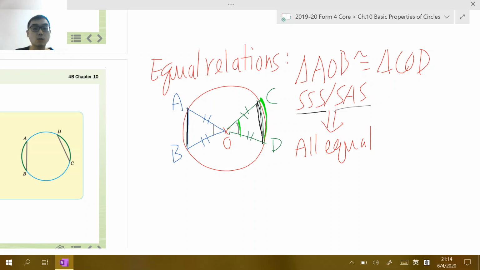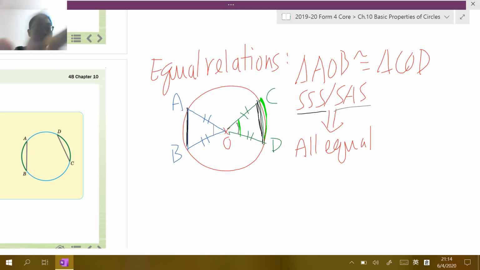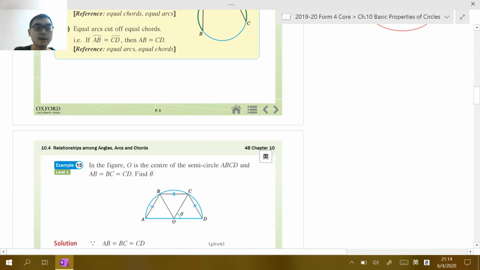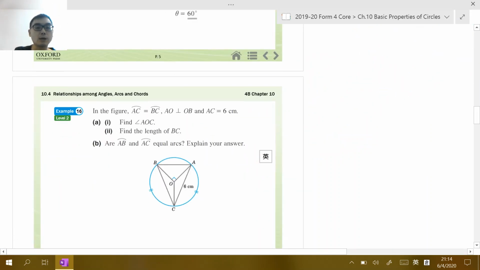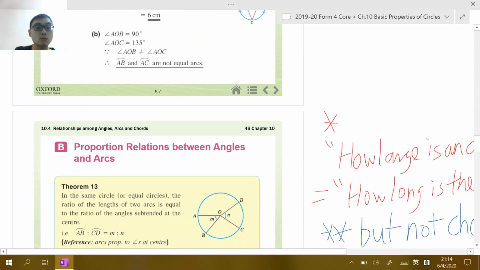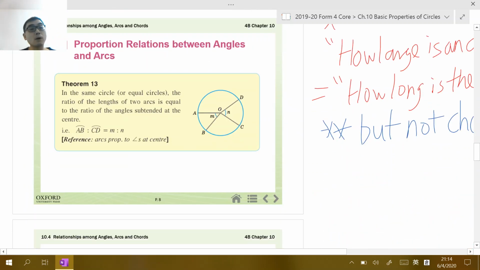For example, CD. So you can also see that angles equal will also imply the arcs equal. So this is the equal relation. Very easy to understand. And the last thing, we will go to the last one, which is called the proportional relation.